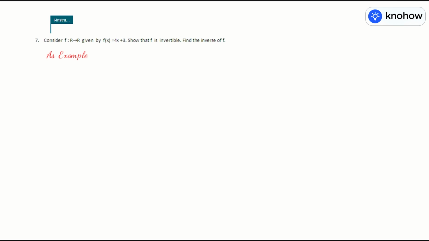Given by f(x) = 4x + 3, show that f is invertible and find the inverse of f. Do you know, we have already discussed this question in the introduction of invertible functions as example 4. So please refer to your example 4.